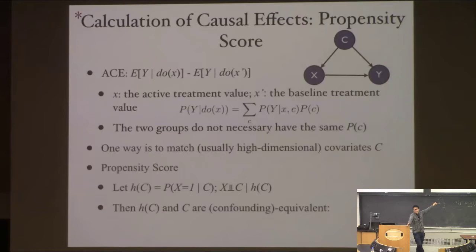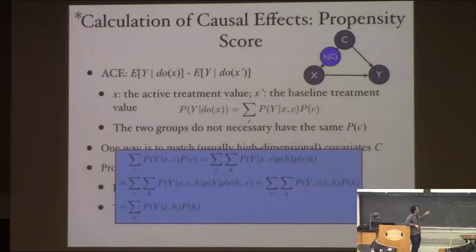Now we can prove that, given the propensity score, X and C are conditionally independent. Because of this property, you can further show that I don't need to consider the distribution of the high-dimensional covariates. I only consider the distribution of the propensity score variable, only HC. HC is very simple, it's just a univariate variable, right? It's much, much simpler to estimate. Okay, so this is the propensity score and why we can make use of it. Read the slides if you are interested.